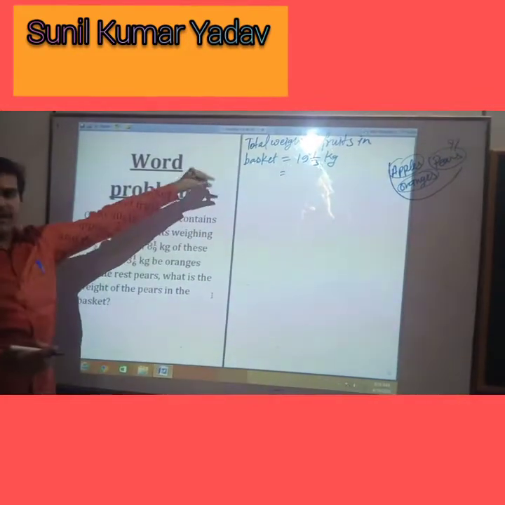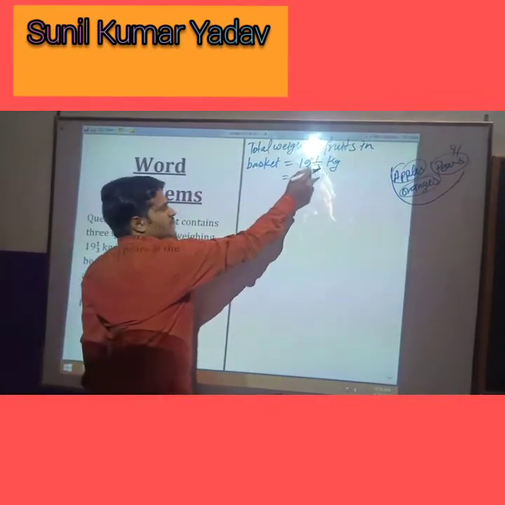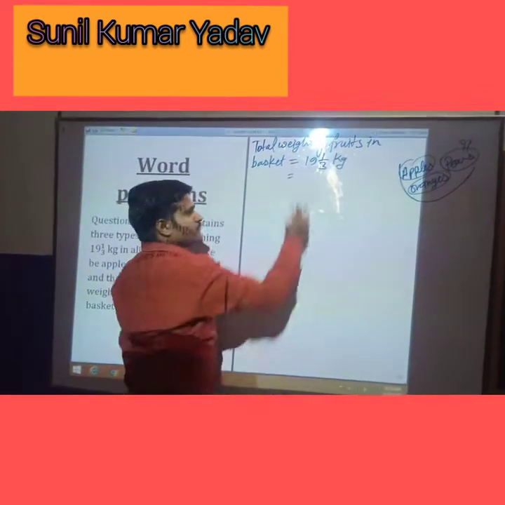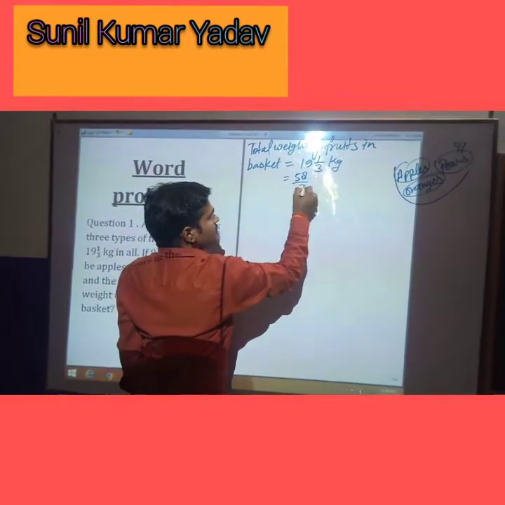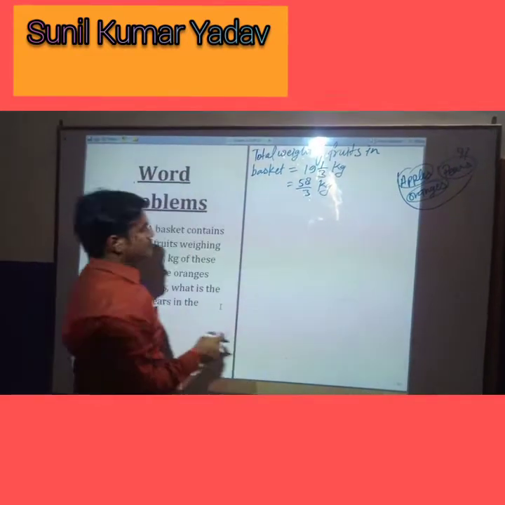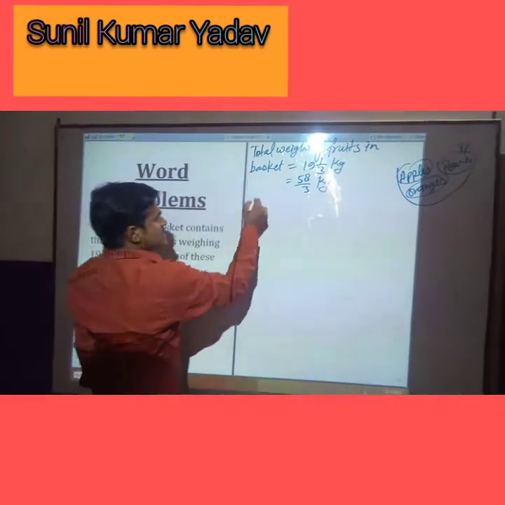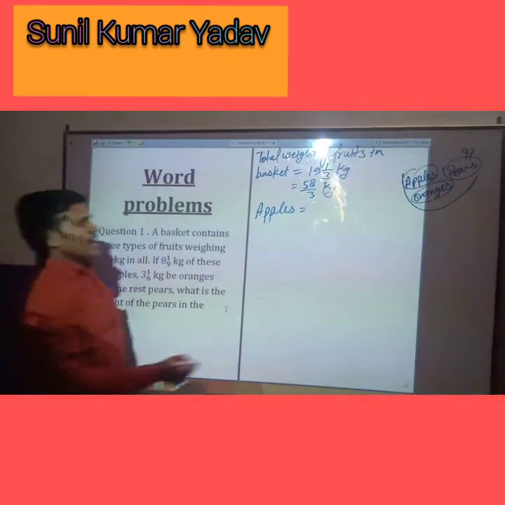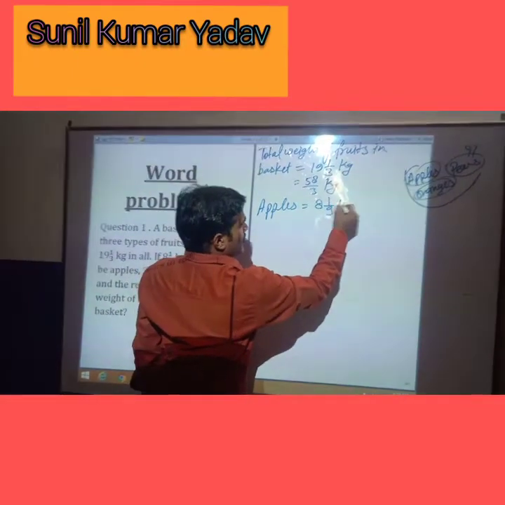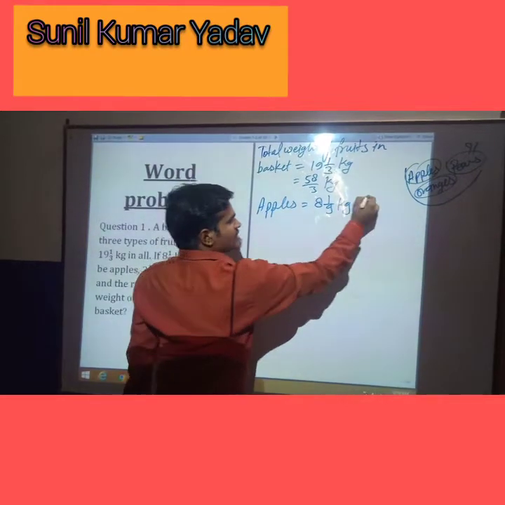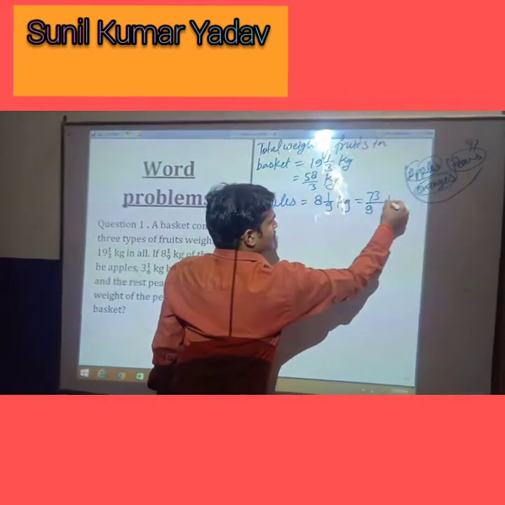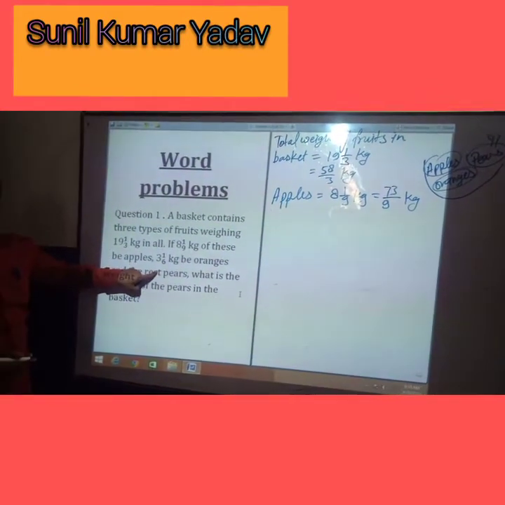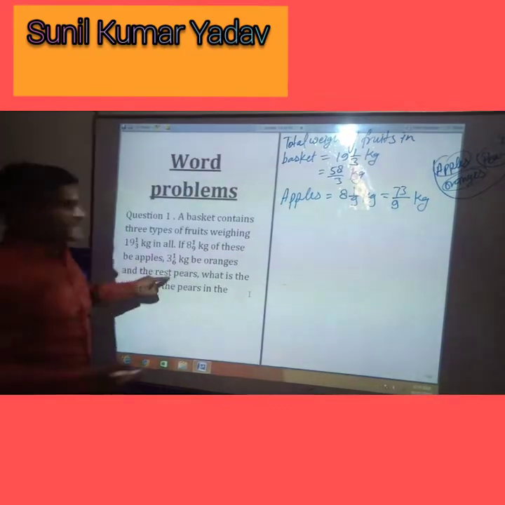This is a mixed fraction, so we can convert it into an improper fraction. 3 times 19 is 57, plus 1, so 58/3 kg is the total weight of fruits. Here it is given that apples are 8 and 1/9 kg. 8 times 9 is 72 plus 1, so 73/9 kg is the weight of apples. And oranges are 3 and 1/6 kg.